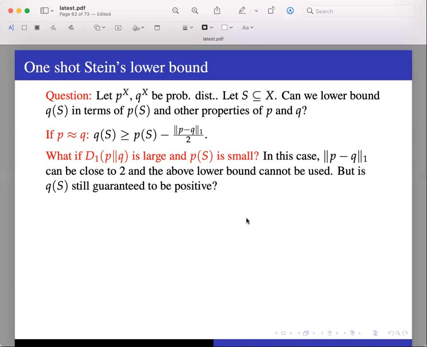You're all experts in information theory, so you already know enough tools to solve this by now. Let's see if you can give some guarantee that Q(S) is still positive.